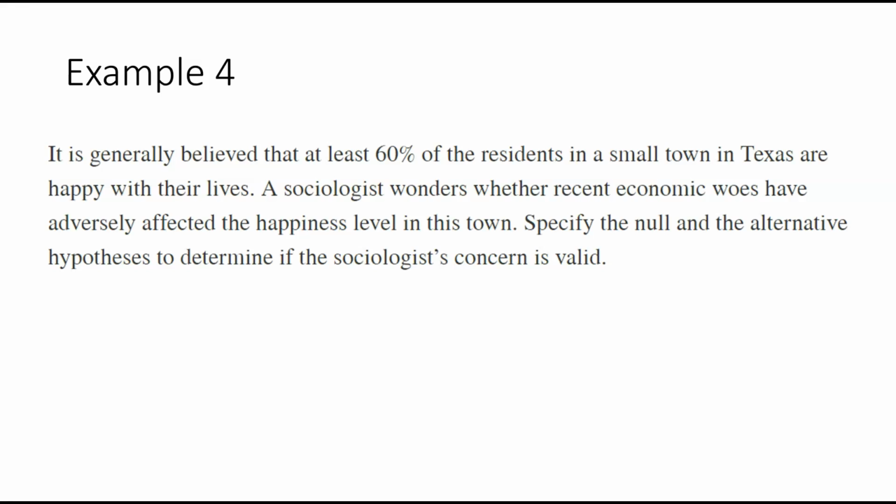It is generally believed that at least 60% of the residents in a small town in Texas are happy with their lives. A sociologist wonders whether recent economic woes have adversely affected the happiness level in this town. Specify the null and alternative. All right, I see a percent, so I know I'm dealing with P, and it doesn't say average. Now I know I'm dealing with 0.60.